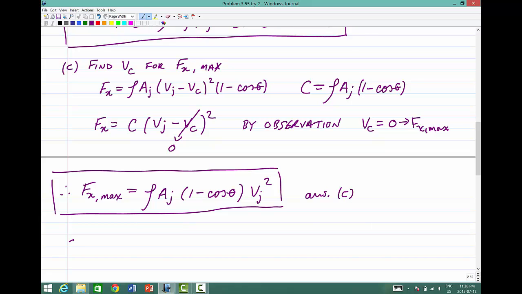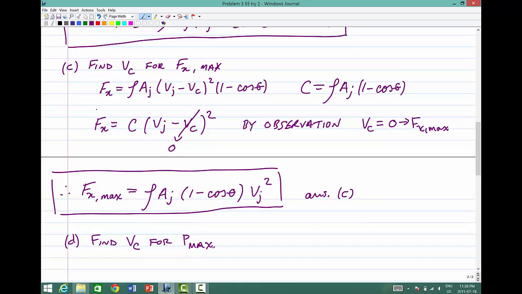Now the answer to part D is a little more complicated. What we're looking for now for part D is the maximum power. So we want to find the cart velocity, Vc, that corresponds to P max.